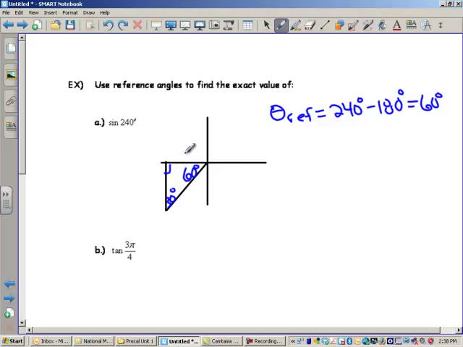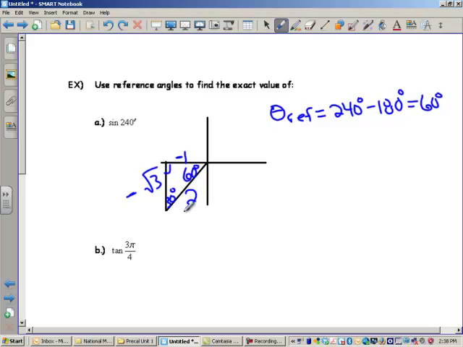I'm going to put a 1 across from the 30-degree angle, but I'm going to make it negative because we are going left on the x-axis. I'm going to put a square root of 3 across from the 60-degree angle, but it is also going to be negative because I went down. And the hypotenuse is a 2. This is our basic way of labeling a 30, 60, 90.